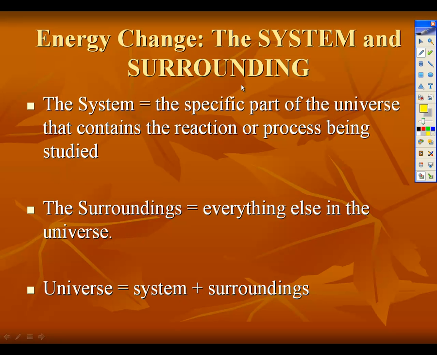The surroundings is everything else in the universe, which is huge. So according to our definition in chemistry, the universe is the system plus the surroundings. All we care about is the system for deciding if something is endothermic or exothermic. This helps us get a perspective of which way energy is flowing.